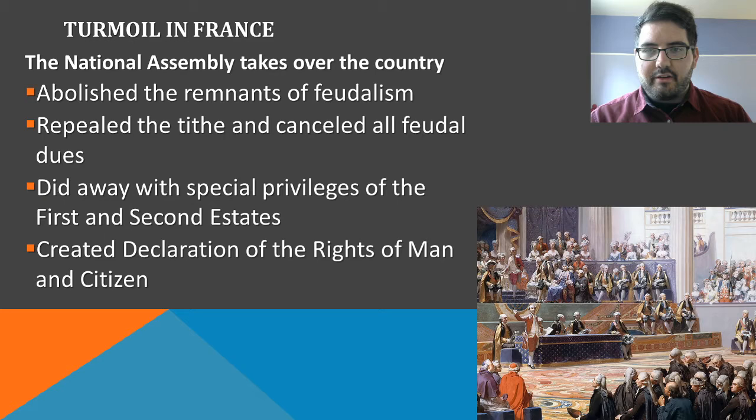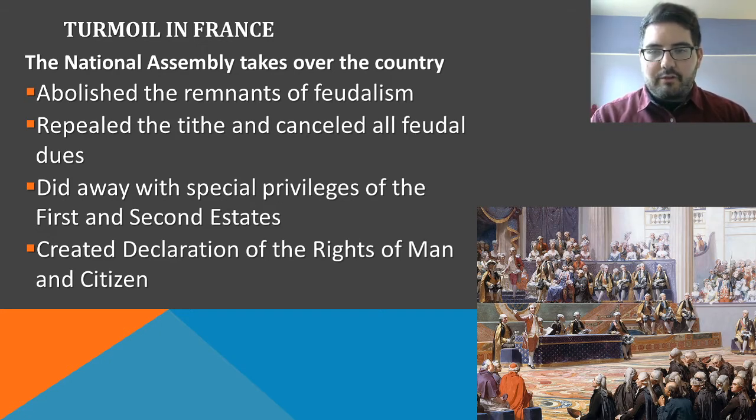All right, so the National Assembly ends up taking over the country. They abolished the remnants of feudalism that had existed before. They repealed the tithe and canceled all feudal dues. Remember that the tithe was something that wasn't optional. You had to pay 10% of your income and your possessions to the church every year. That was the first estate. So basically, the National Assembly says, no more of that. We'll make it an optional thing. It's not something where they have to come and take it.